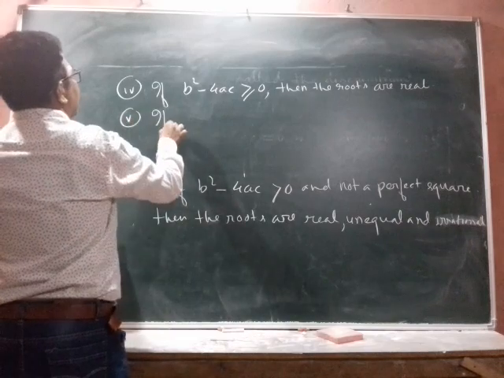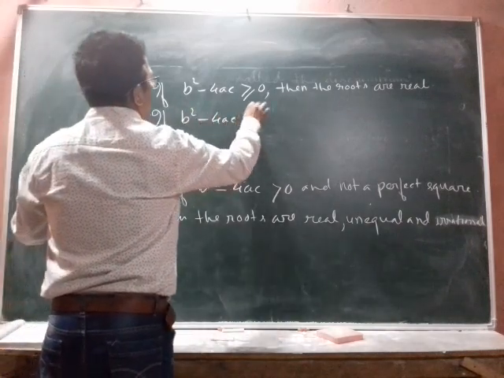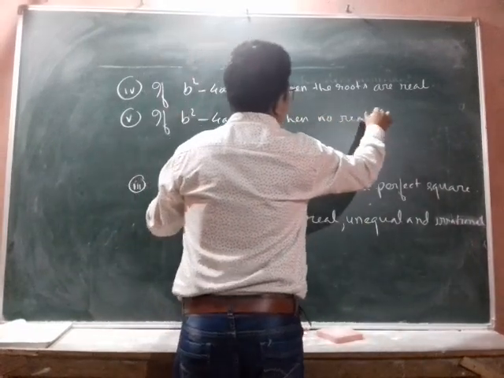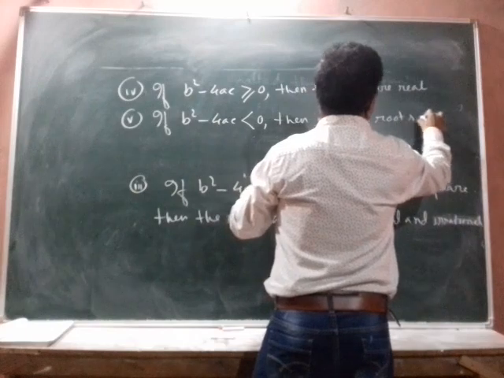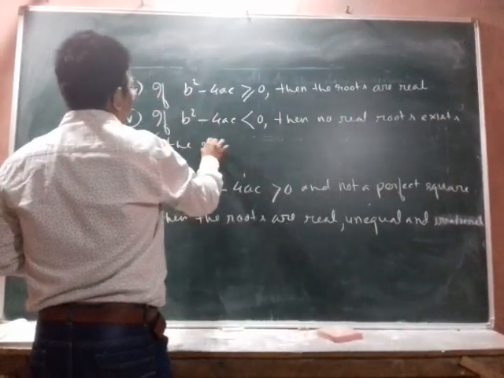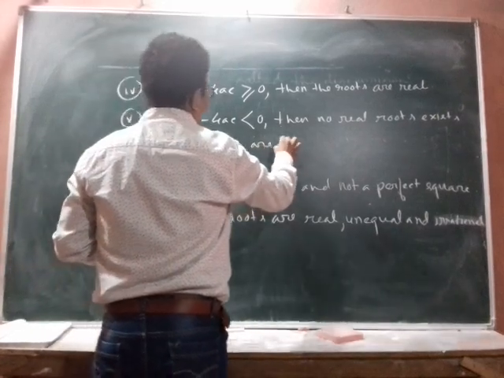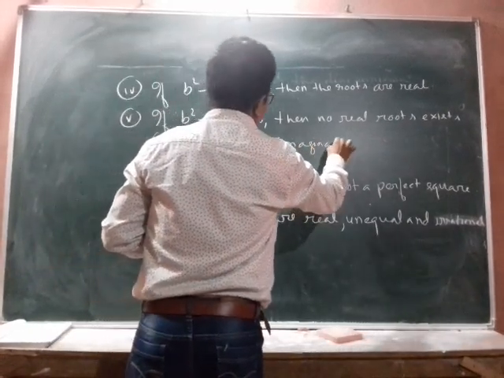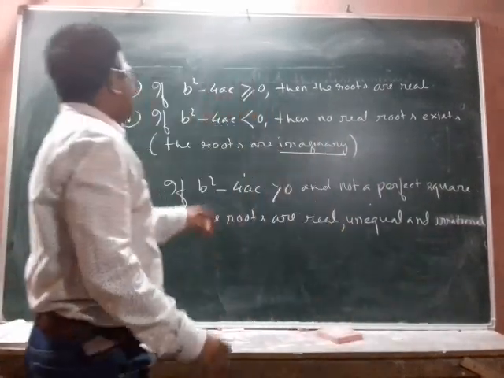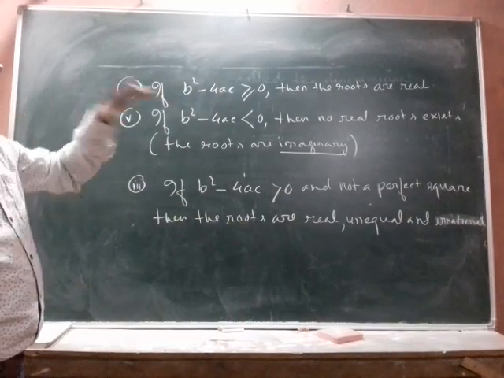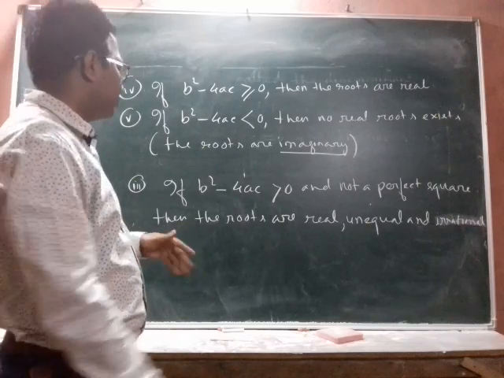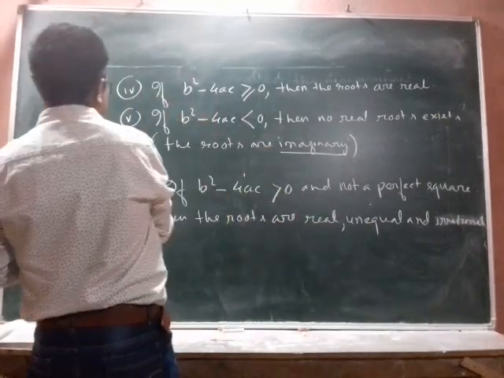And number 5, if b square minus 4ac less than 0, then no real roots exist, or we may say that the roots are imaginary. The word imaginary will be clear in the higher classes. Here b square minus 4ac is less than 0, then no real roots exist. There is no real solution of this equation. Now we will discuss with example.